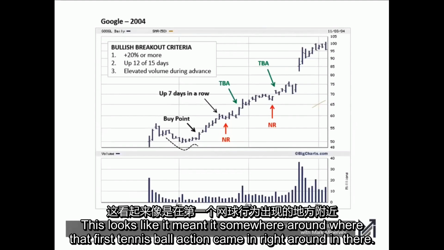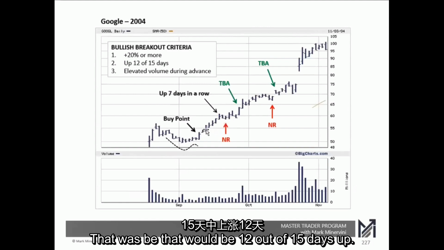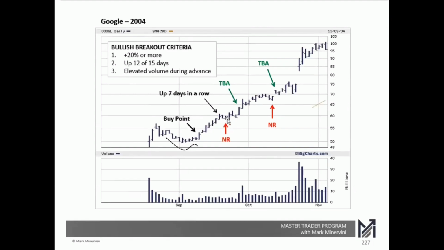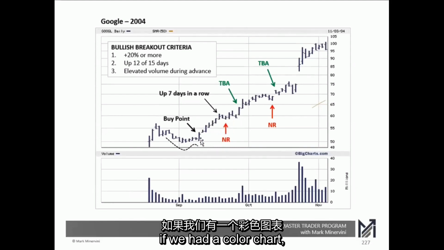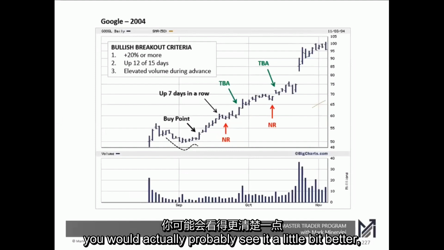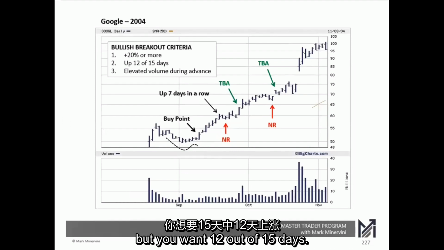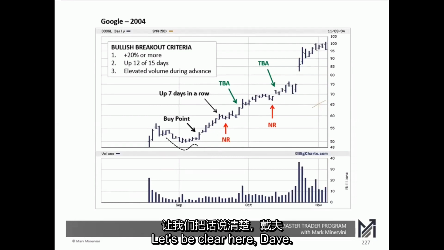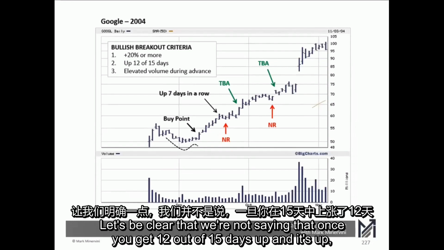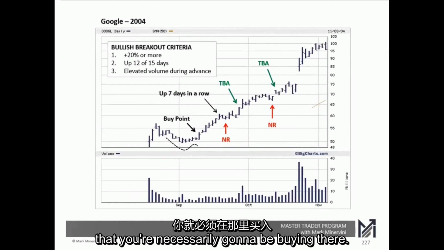Yeah, and this looks like it met it somewhere around where that first tennis ball action came in. That would be 12 out of 15 days up from the buy point, probably about where it started. If we had a color chart, you'd see it a little bit better. But you want 12 out of 15 days, you want big volume, and you want the stock moving up 25% or more during that same period of time. Let's be clear here, Dave. Sorry to interrupt, but let's be clear that we're not saying that once you get 12 out of 15 days up on volume, you're necessarily going to be buying there.